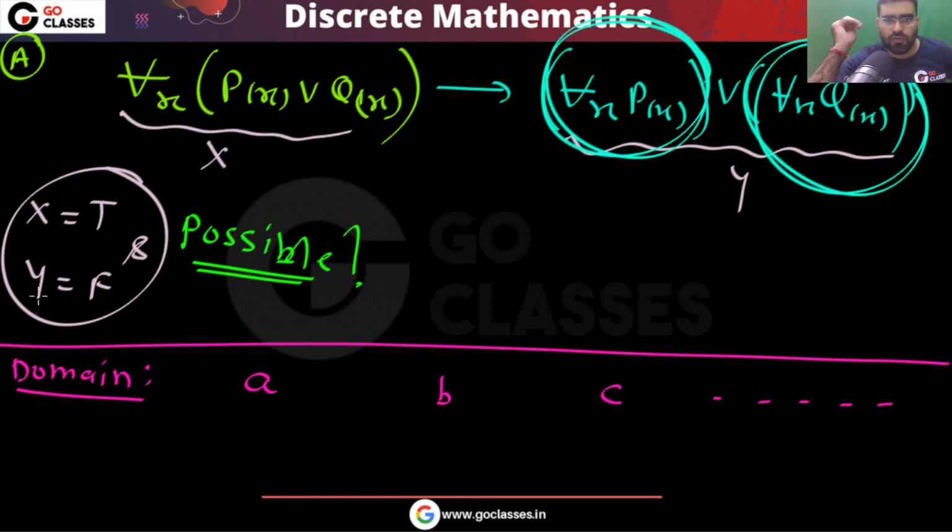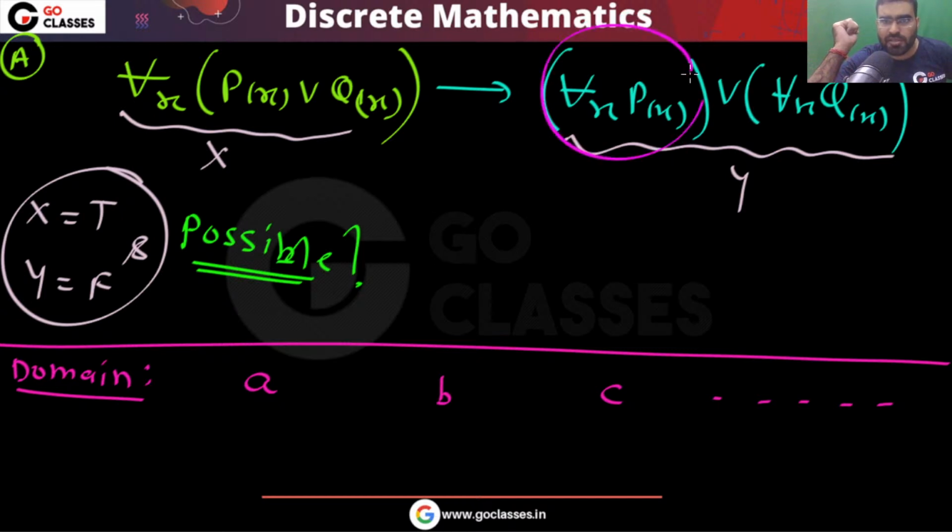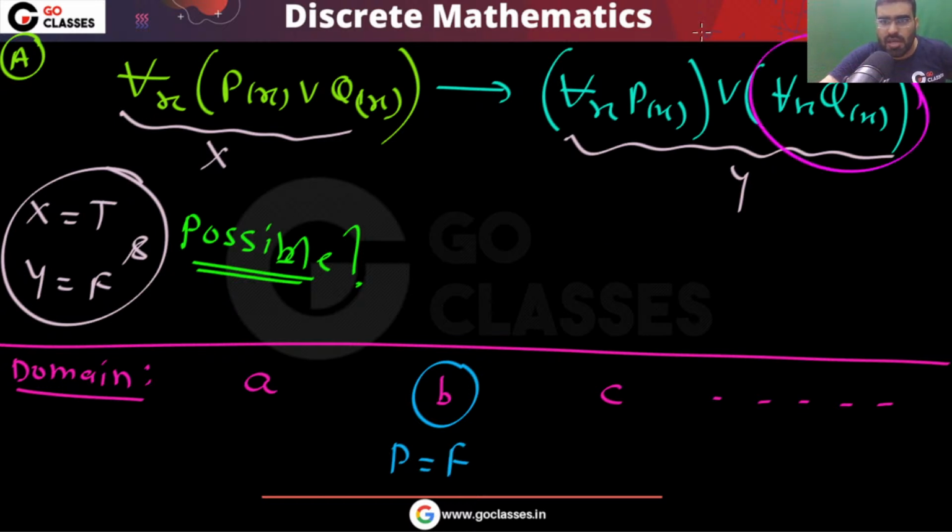Now you tell me how I make this false. Only focus on this, for all x P(x), and forget about the remaining. For all x P(x), I want to make it false. Then for some element, P must be false. So I can take some element and make P false. Now focus on this. Remember, this x has nothing to do with this x. These two are completely independent.